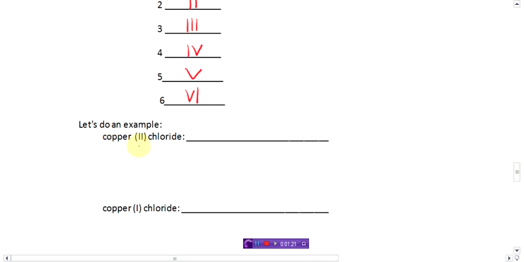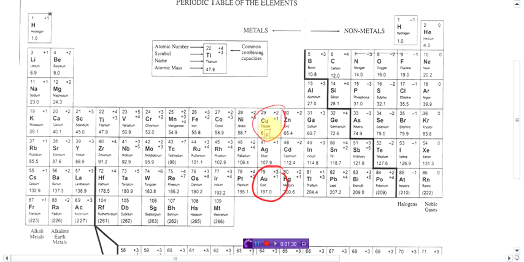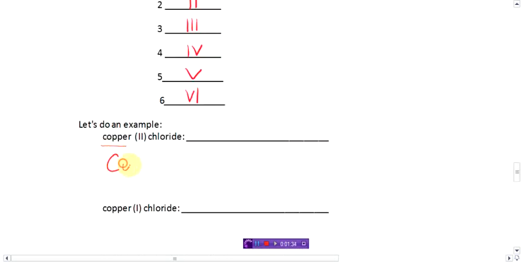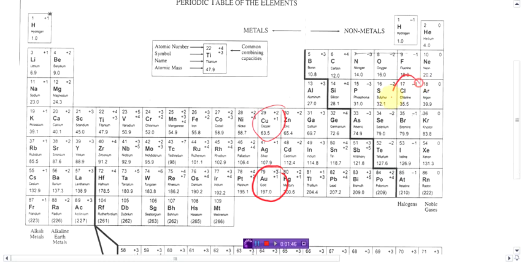Copper, Roman numeral 2, chloride. So we follow the same steps as before. Copper, we look it up on the periodic table, write the symbol and the charge. So we write Cu. Now do we use +1 or +2? Well, it's a Roman numeral 2, so we use +2. Chloride, on the periodic table, -1.